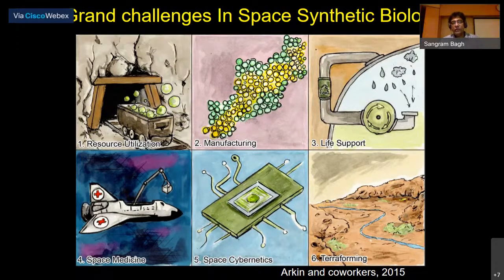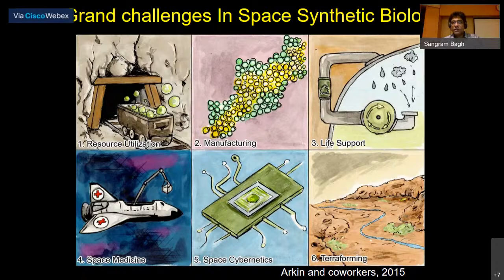So in 2015, Adam Markin from Caltech and his co-workers actually proposed what would be the grand challenges in space synthetic biology. They found there are probably six areas where synthetic biology can give a lot of impact in terms of space engineering, space bioengineering. One is resource utilization. I already talked about that, the in situ resource utilization.